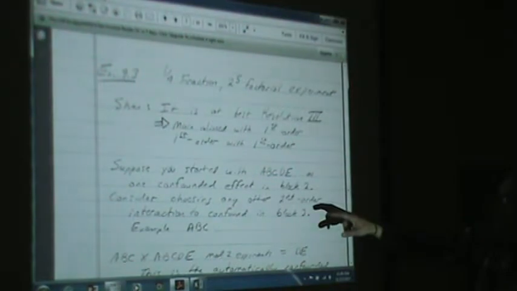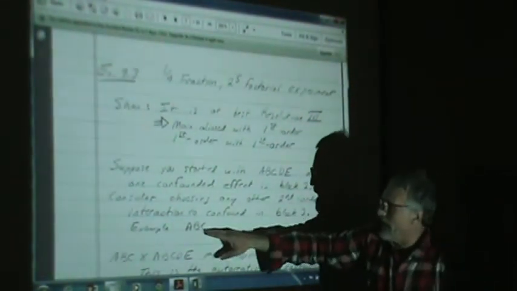Let's show that it's at least resolution 3, that main effects are aliased with first order and first order with first order. We start with A, B, C, D, E, and a confounded effect in block 2. Let's choose another second order interaction to be confounded in block 3, like ABC. Block 4 will have an automatic confounding like we discussed with the planes. We found that the automatic one was these two crossed with each other, DE. That's the automatically confounded factor in block 4.